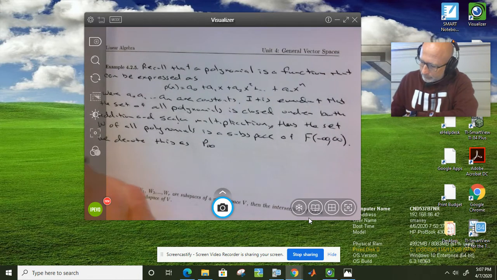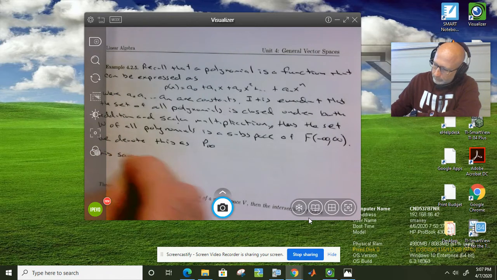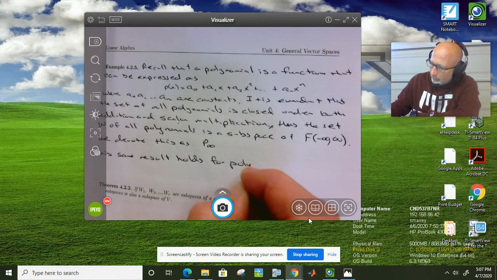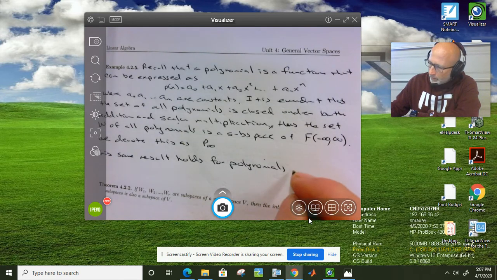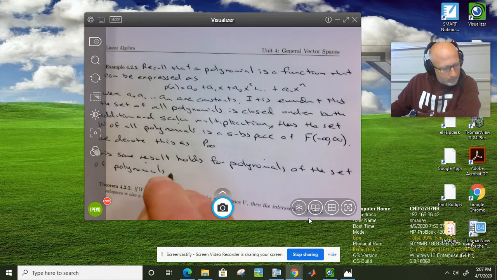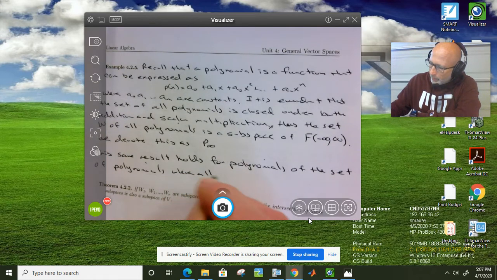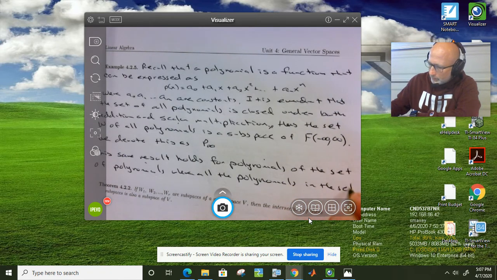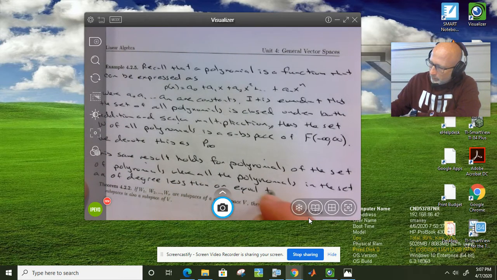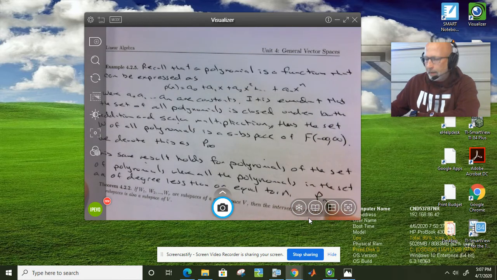The same result holds for the set of polynomials where all the polynomials in the set are of degree less than or equal to n. Okay, and we denote this as Pn.